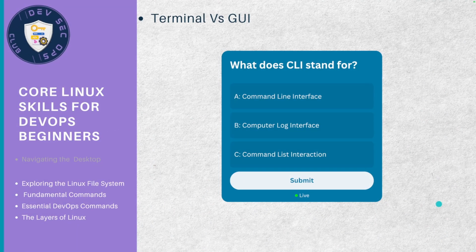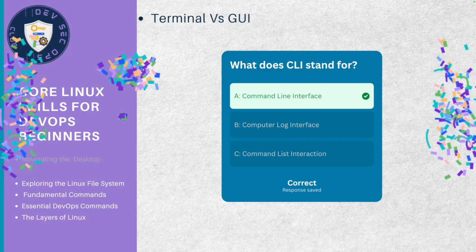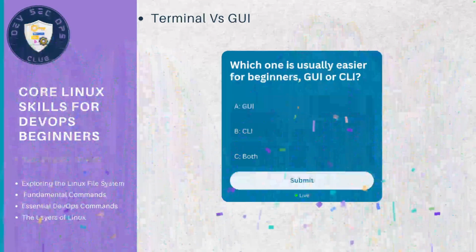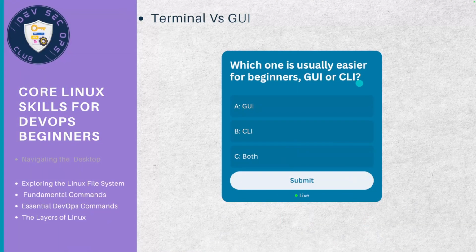CLI stands for. What does CLI stand for? Command line interface, computer log interface, command list interaction. All answers are correct. Mayank, Raj, Kamlesh, Mayank, thank you very much for participation. So computer log interface, right? Kidding. So this is for you guys again. Then let's see how many of you answer.